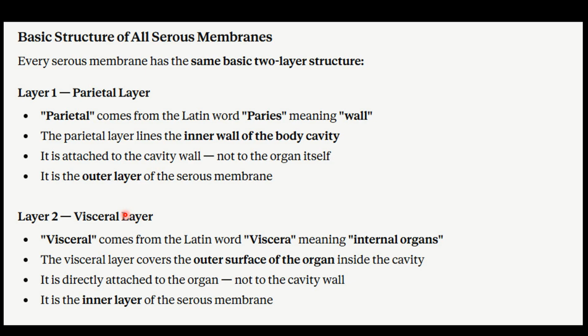Clear? Now let's see more about the serous membrane. The first is the basic structure. What is the basic structure of all serous membranes? Every serous membrane has the same basic two-layer structure. The first is the parietal layer and the second is the visceral layer.